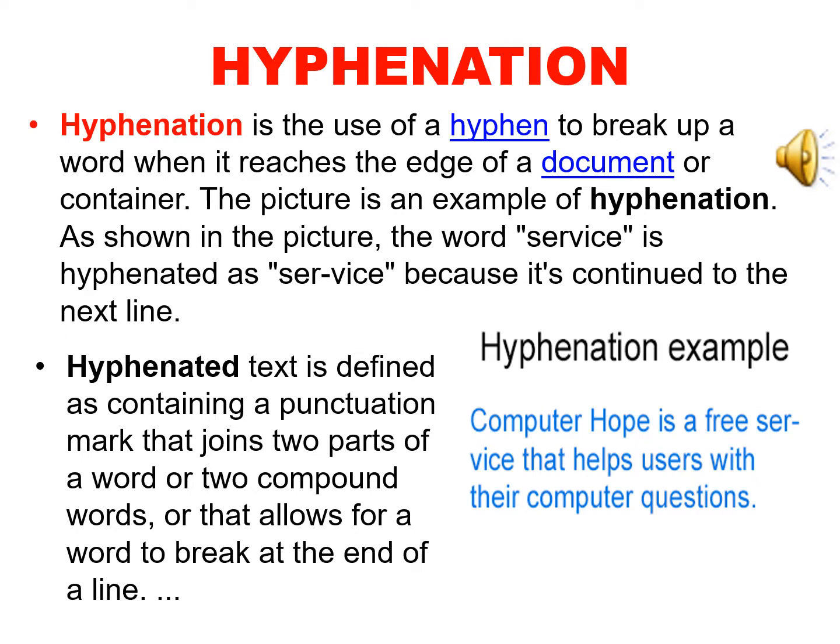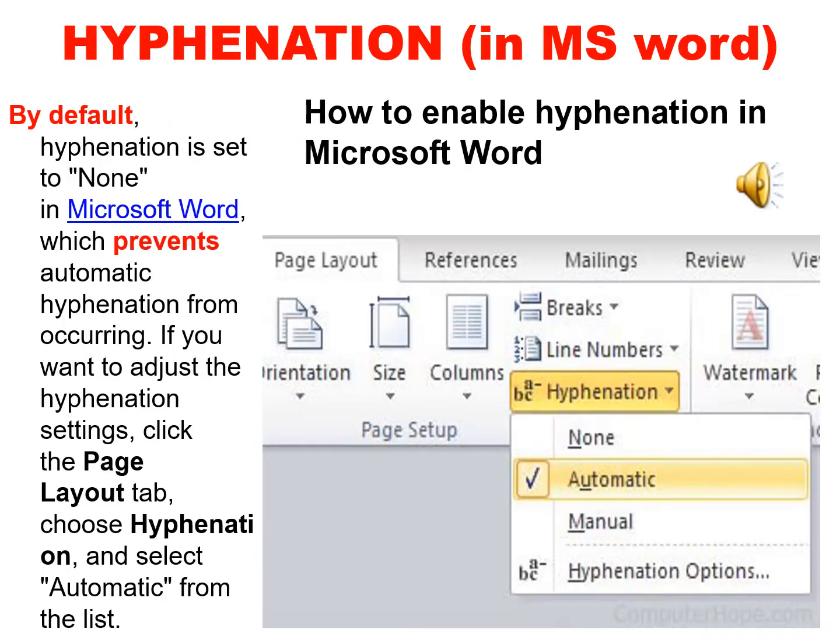Hyphenated text is defined as containing a punctuation mark that joins two parts of a word or two compound words, or that allows for a word to break at the end of the line. By default, hyphenation in Microsoft Word is set to none to prevent automatic hyphenation from occurring.